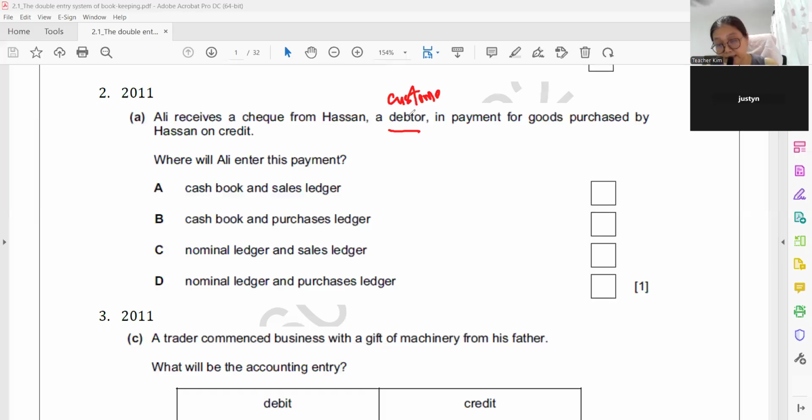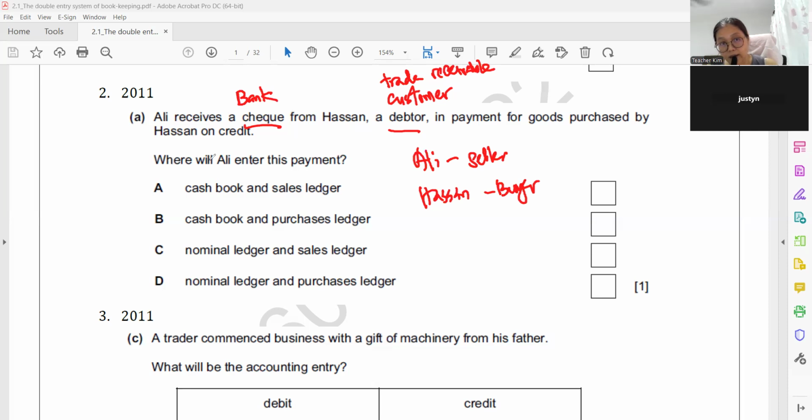So debtor is a customer, or another word we call trade receivable. So when we receive a check, it means it's a bank. So in payment for the goods purchased by Hassan on credit, Ali is the seller. Hassan is a buyer.